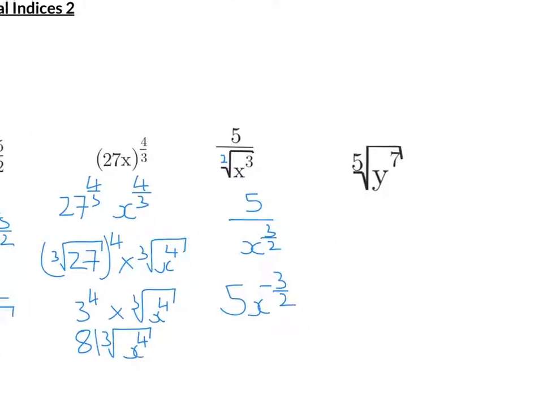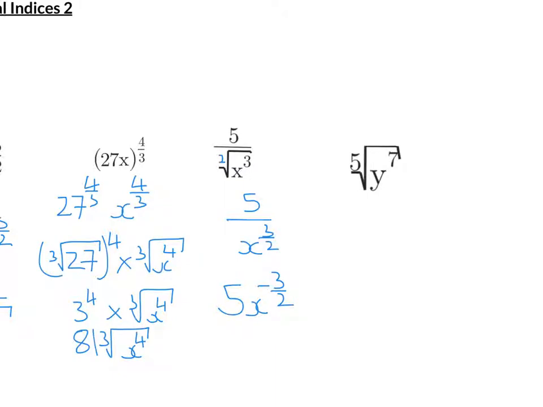And the last one here, the fifth root of y to the 7, well, that's just the same as saying y to the 7 over 5.